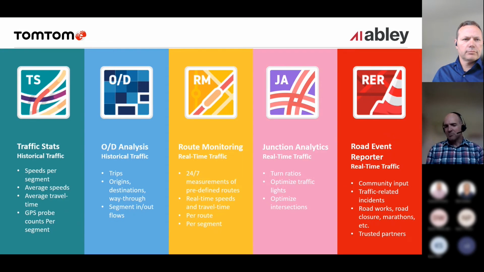TomTom's traffic analytics products are provided through APIs and through their Move portal, which provides a single environment to interrogate and utilize their historical and real-time data. The Move portal features 5 distinct traffic products, each with their own unique benefits that leverage TomTom's data to solve various use cases for a variety of users.